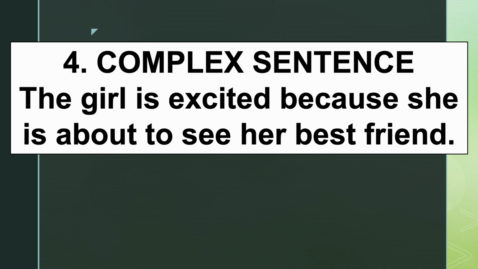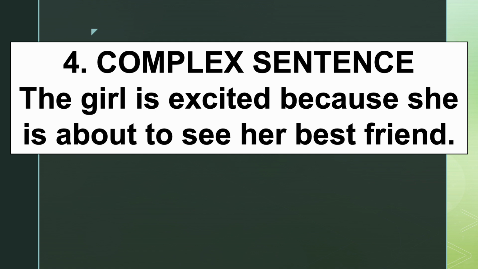Complex sentence, this is a sentence with an independent clause and dependent clause. When we say independent, it can stand alone. Look at this. The girl is excited. That is independent because even though we will not add the rest of the sentences or the phrases, that is being understood.